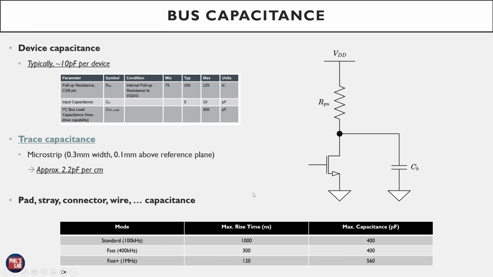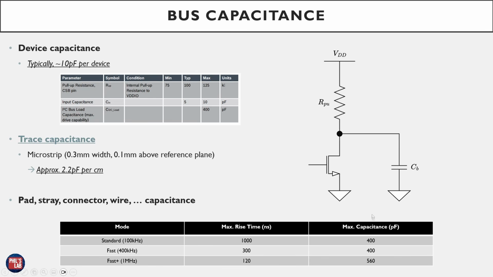In addition to trace capacitances, device capacitances, and so forth, of course, we also have other capacitances such as stray, pad, if we're going through a connector, if we're going through wire, and so on. And these will add up to form our bus capacitances. Sometimes, of course, this can be quite hard to calculate, and oftentimes you might just want to measure that on the final board itself, or calculate a worst-case estimate, which we'll be using in just a second.